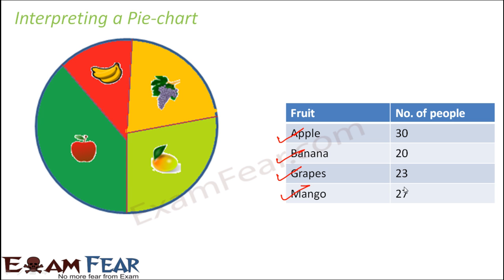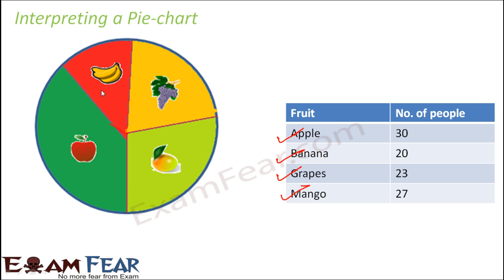They are different. If you see, the maximum number of people like apple, right? Therefore the slice for apple is a bigger slice. So apple is represented by a bigger portion. Similarly, the next most liked fruit is mango, so the next bigger area is mango, then the third bigger area is grapes, and finally the smallest area is banana. The size of the slices is determined by the number of people who like that particular fruit. In this fashion you can represent this data using a pie chart.